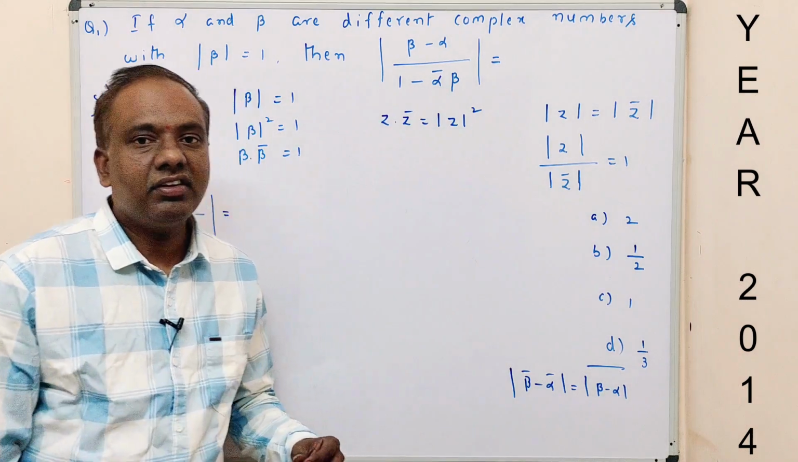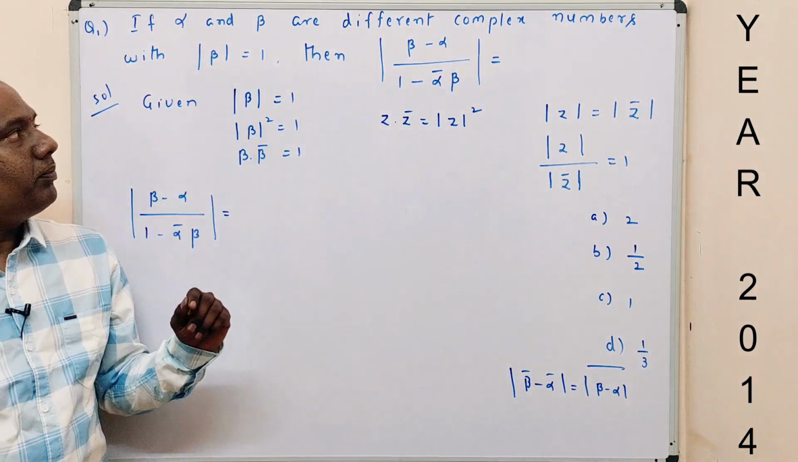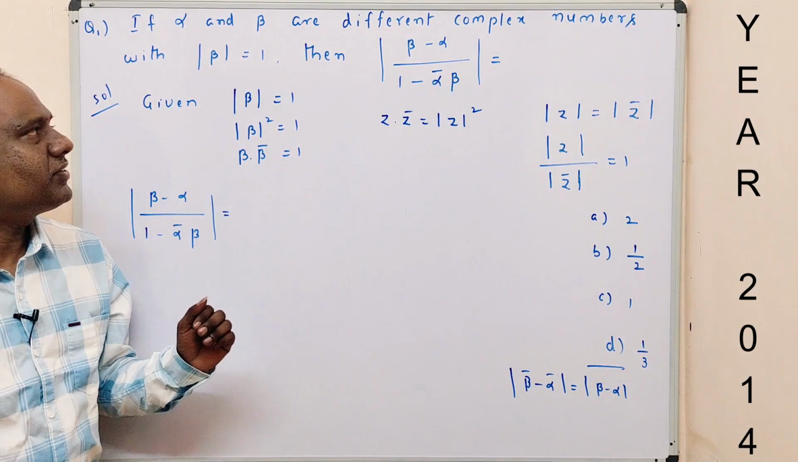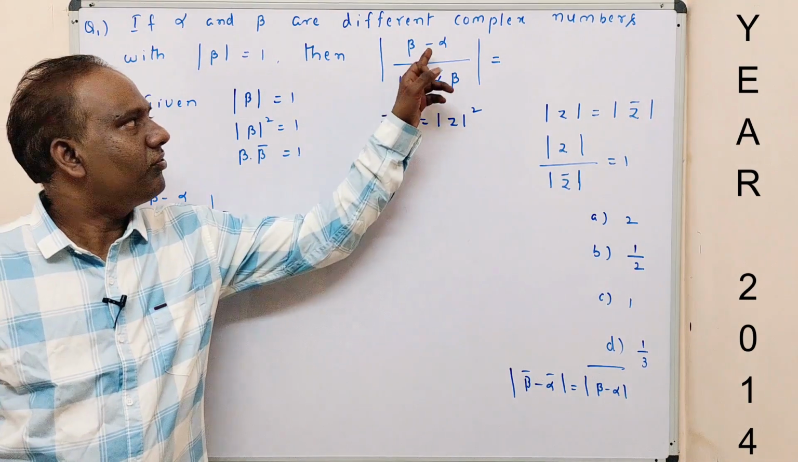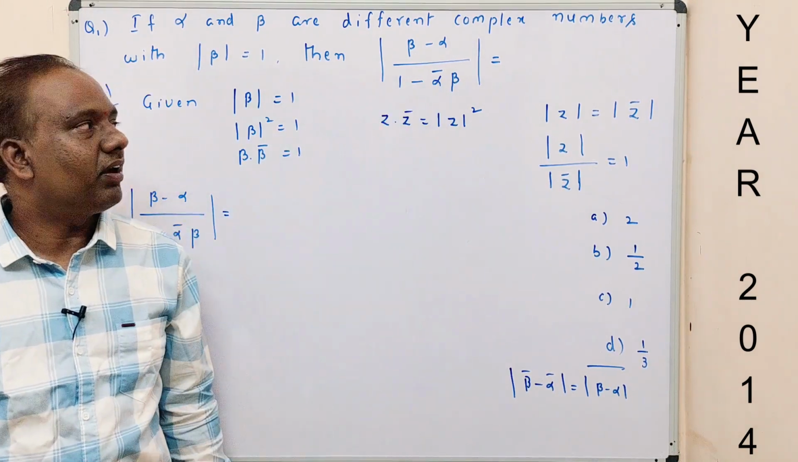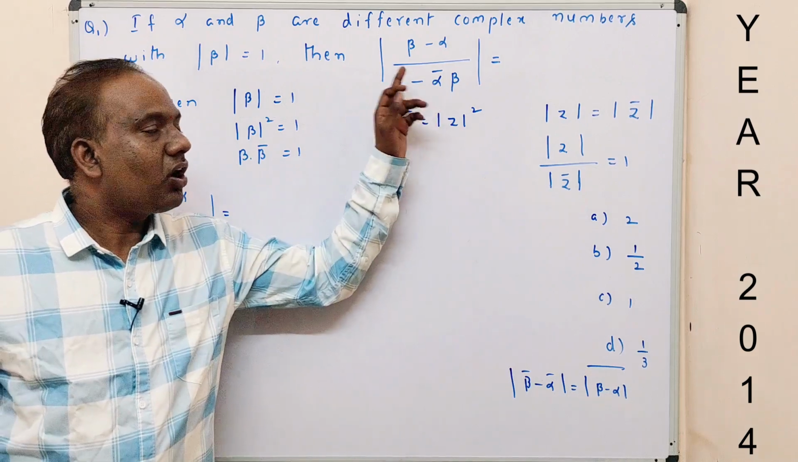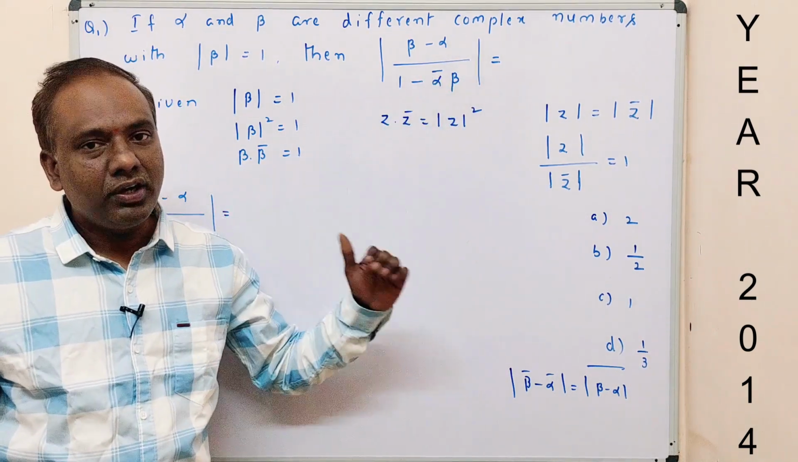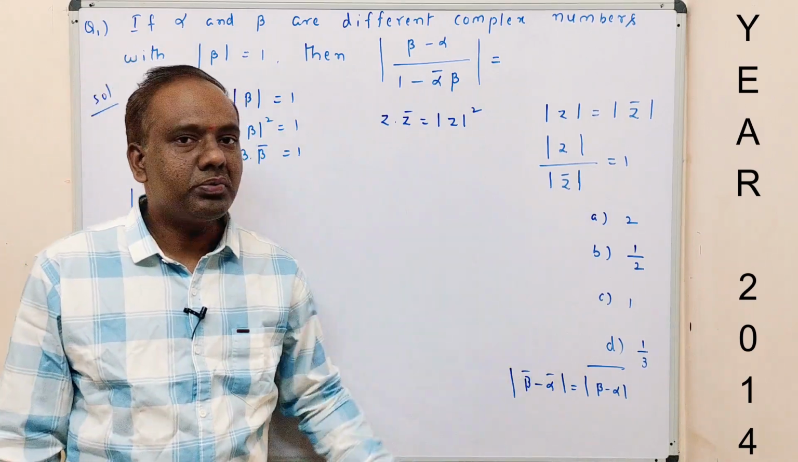Okay, so here the question is, if alpha and beta are different complex numbers with modulus of beta equal to 1, then modulus of (beta minus alpha) by (1 minus alpha bar into beta) is equal to what? Here alpha bar means alpha conjugate. So this value we need to calculate. So these are the options.